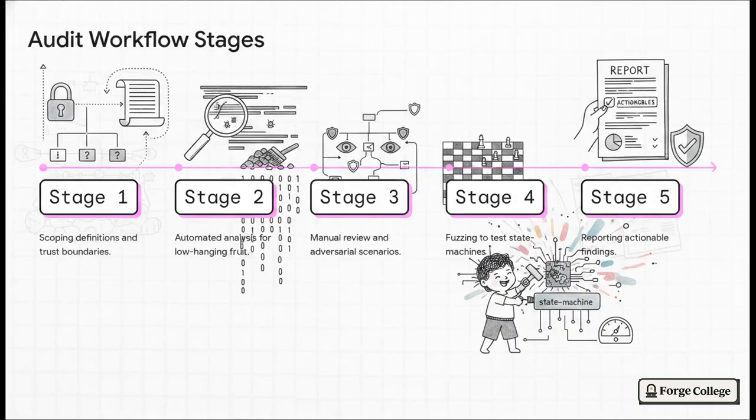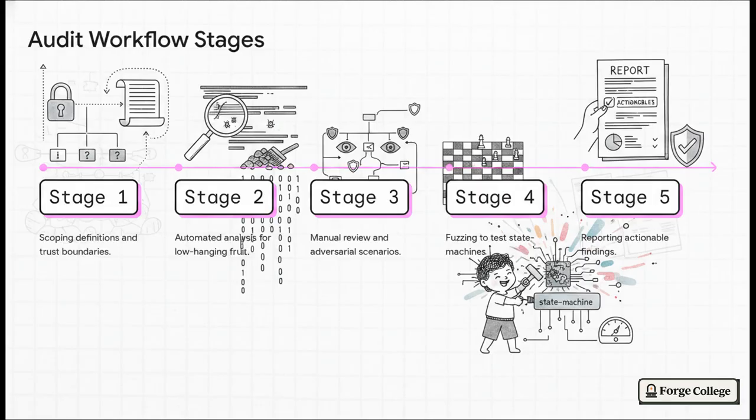So, we know the rules, we have the tools, we've seen the disasters. How do we string all of this into a professional, repeatable process? Here is your 5-stage workflow. Stage 1 is scoping. This is where you explicitly define your trust boundaries, map out what contracts are involved, and declare those invariants.